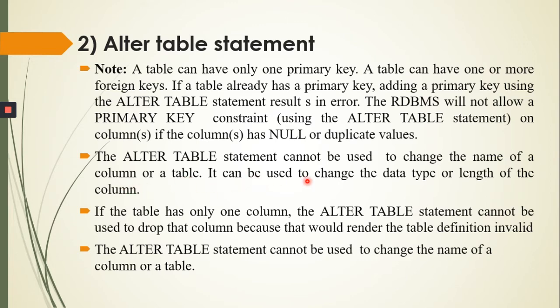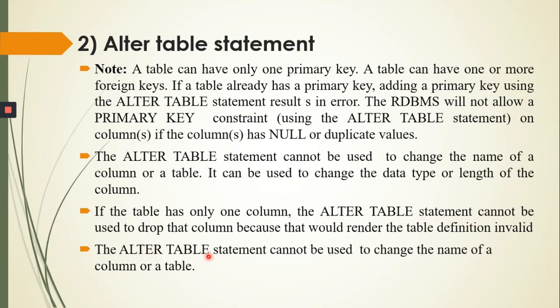It can be used to change the data type or length of the column, as I previously explained in the example of roll number. If the table has only one column, the alter table statement cannot be used to drop that column, because that would render the table definition invalid. Suppose we are dropping, meaning removing, the column, and in the table it is possible that we have only one column. In this situation we cannot use the alter table statement to drop the column. It must be more than one column when we are applying the drop command.